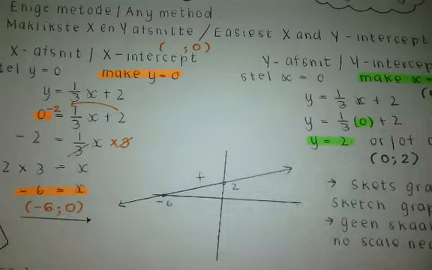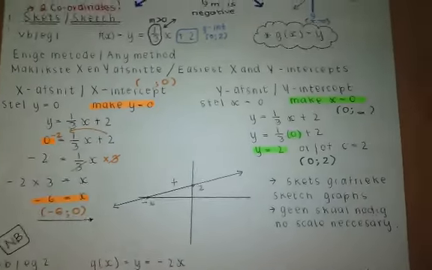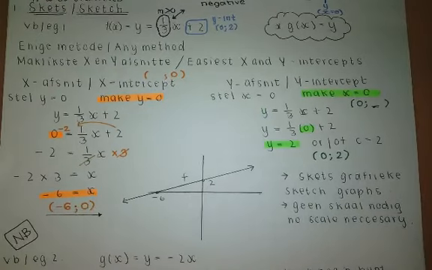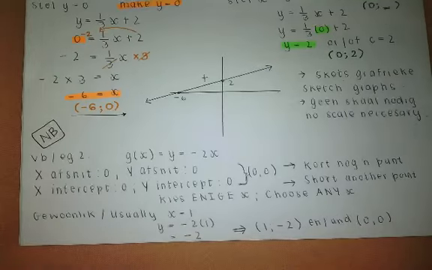Okay, so I did the first example with you. I told you for sketching, you're more than welcome to choose whichever method you want, whether it be the table method or gradient and y-intercept, but the easiest one is going to be dual intercept. Dual intercept is your x and your y intercept. Then I'll go to this one.